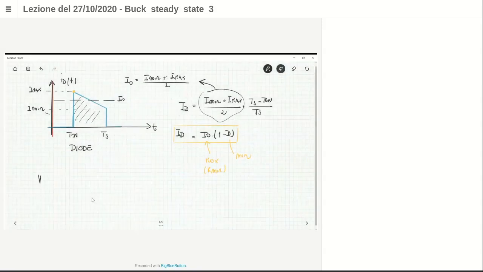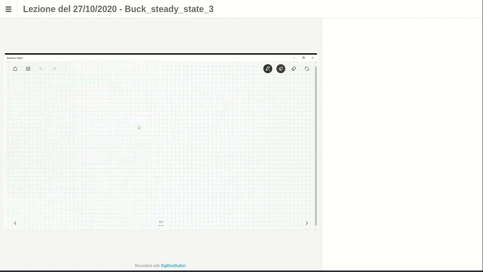So let me write this one. The maximum reverse voltage, from the cathode to the anode, is the input voltage maximum. So the breakdown voltage of the diode should be higher than V max. Okay, so from this information you can understand which kind of diode. So let me discuss now a very important thing about the converters.